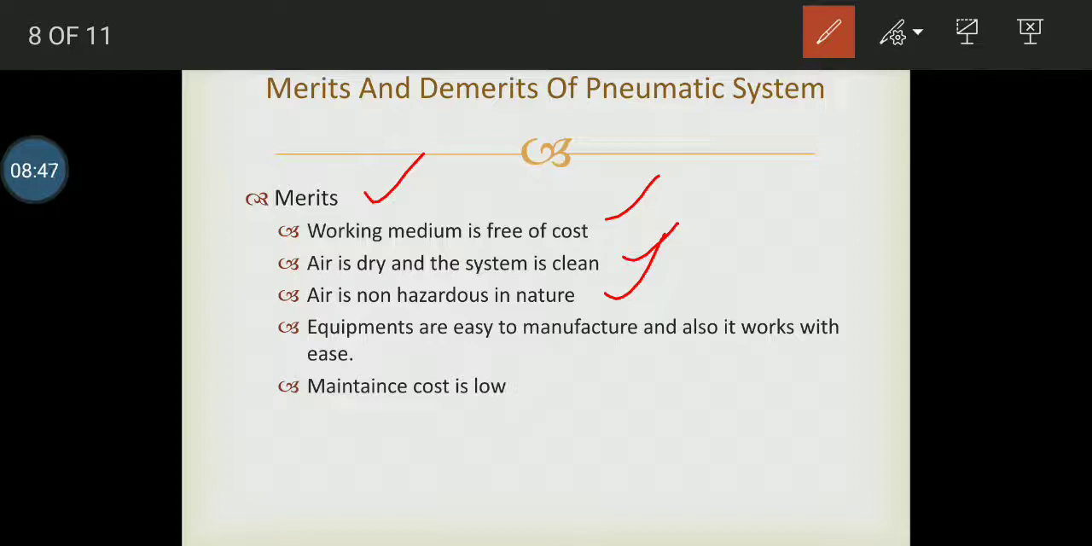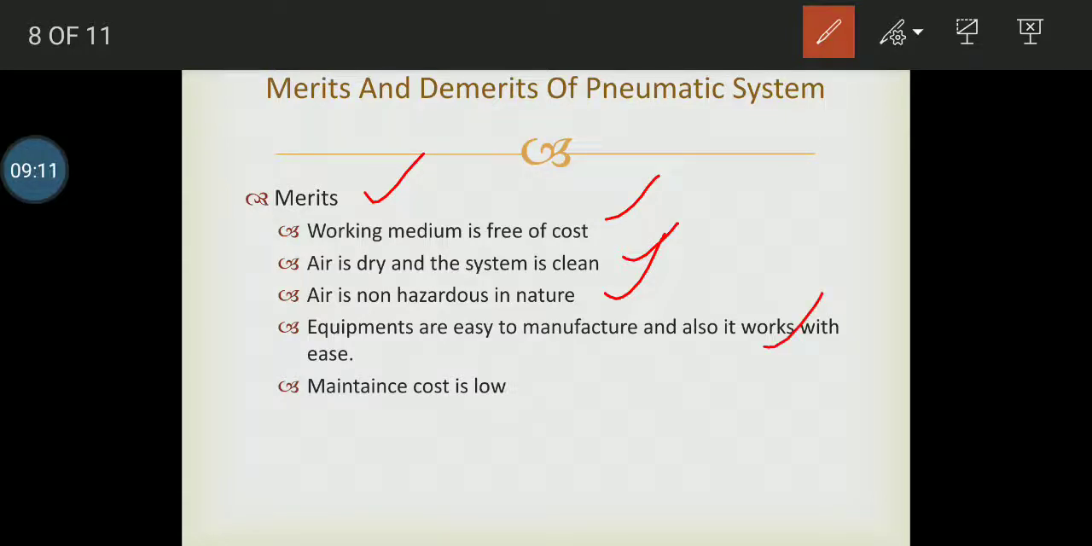It does not create any kind of damage or hazard to humans, and is not harmful in nature to humans. Then, equipment is easy to manufacture and also works with ease.